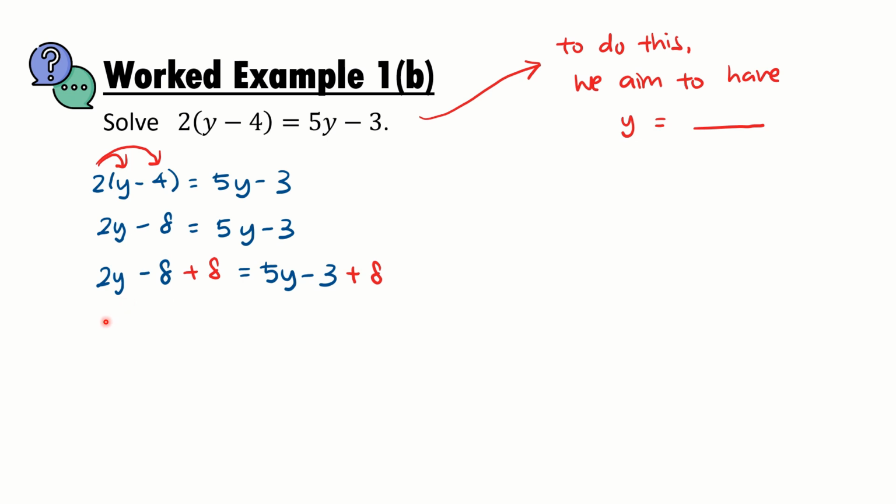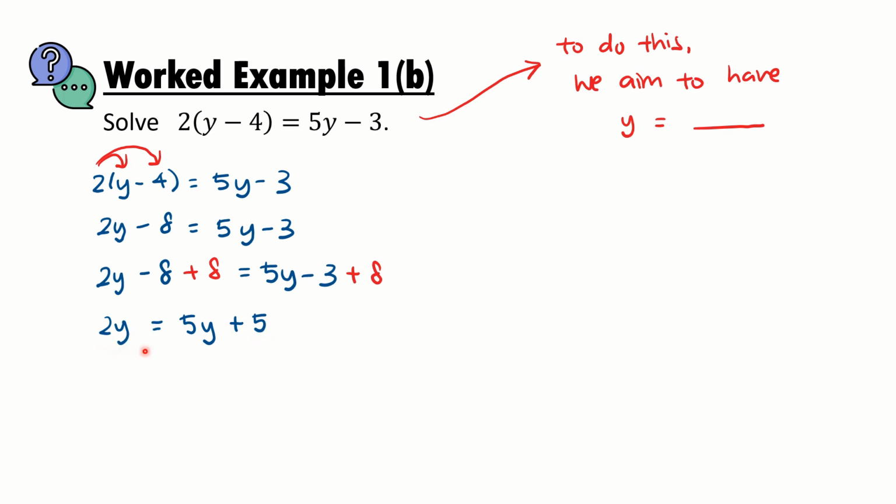Hence, we see that the minus 8 plus 8 will become a 0. Hence, in our next step, we can write 2y, not needing to write the plus 0 or minus 0 since it's redundant. We then have 5y minus 3 plus 8 that becomes a plus 5, because recall that minus 3 plus 8, or negative 3 plus 8, will give us a positive 5. You may press into a calculator to find that out as well.